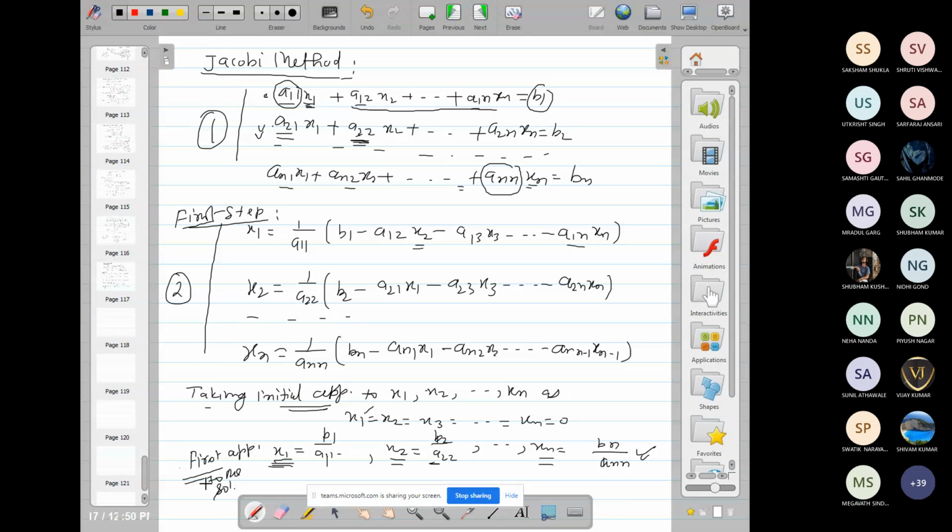क्लियर हो गया या नहीं, अभी डाउट है? किसी को डाउट हो तो बताइए, अदरवाइज अभी इसी में हम बताएंगे गॉस सीडल. हेलो, यस सर. किसी को डाउट है? क्योंकि अगर आपको प्रोसेस पता चल गया तो ये मेथड बहुत ही इजी है, जैकोबी एंड गॉस सीडल.